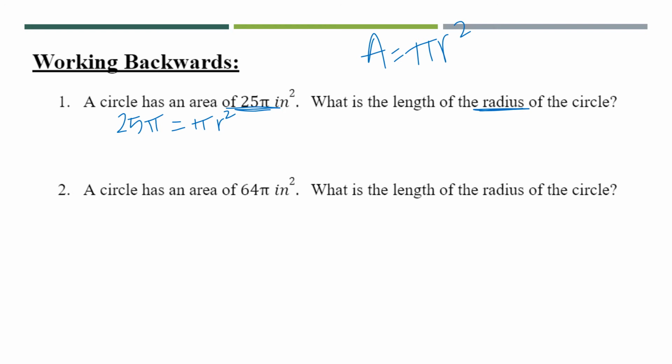Then I want to get the r squared by itself, so I need to divide both sides by pi. And when I divide both sides by pi, the pi's end up canceling here, and they cancel here. So I have 25 equals r squared. And now that's something that you guys should remember how to do. So to get r squared by itself, I will need to take the square root of both sides, and I get r equals 5 inches.